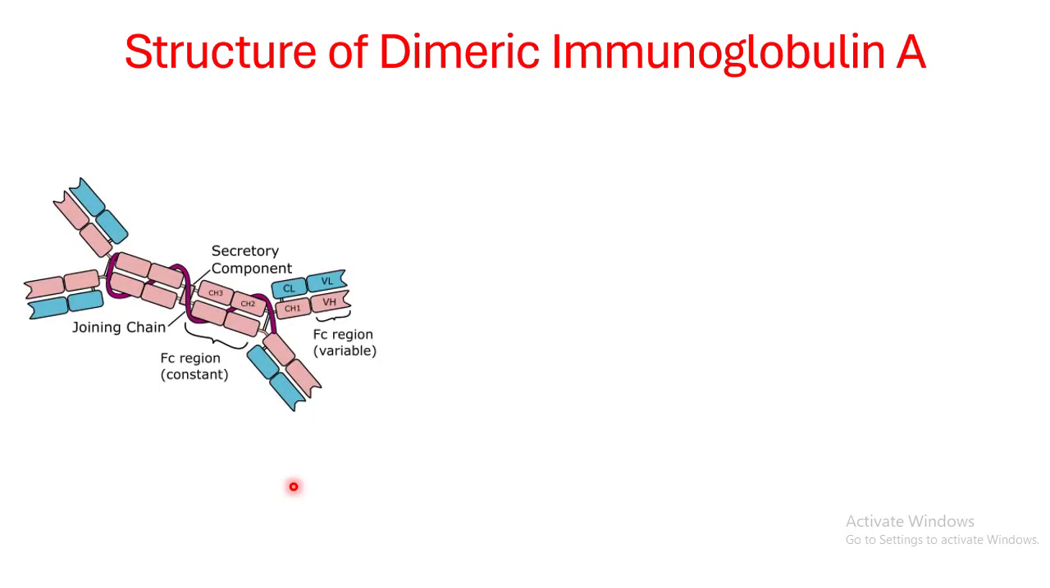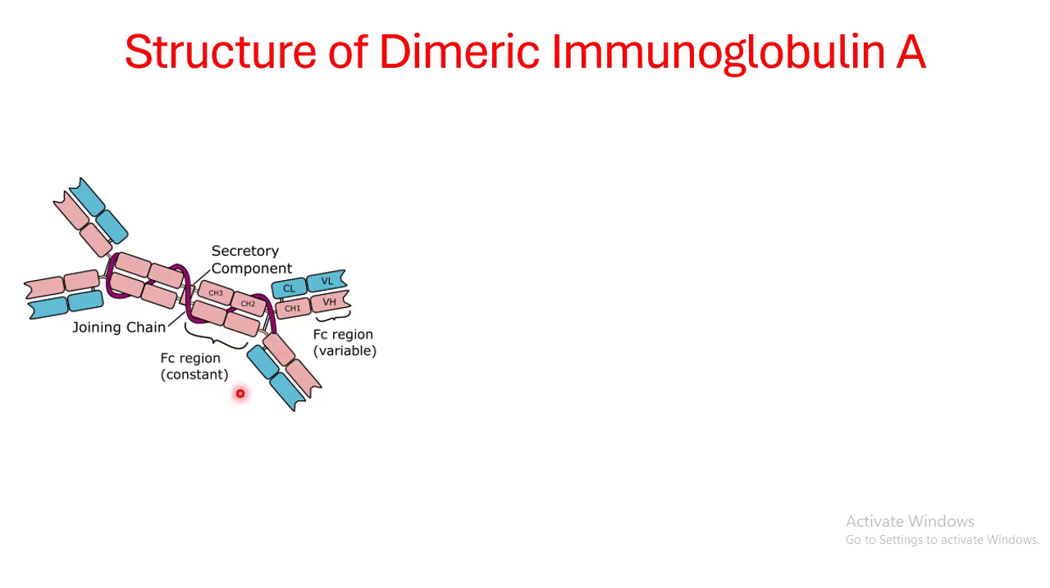Now let us talk about the structure of the dimeric immunoglobulin A. We had a detailed discussion on the monomeric immunoglobulin A, and the dimeric would mean you are combining two monomeric immunoglobulin A to each other. Now this is the structure of the dimeric immunoglobulin A. This one is the light chain. This one is another light chain. This is the heavy chain starting from here, moving up to here. This is another heavy chain starting from here, moving up to here.